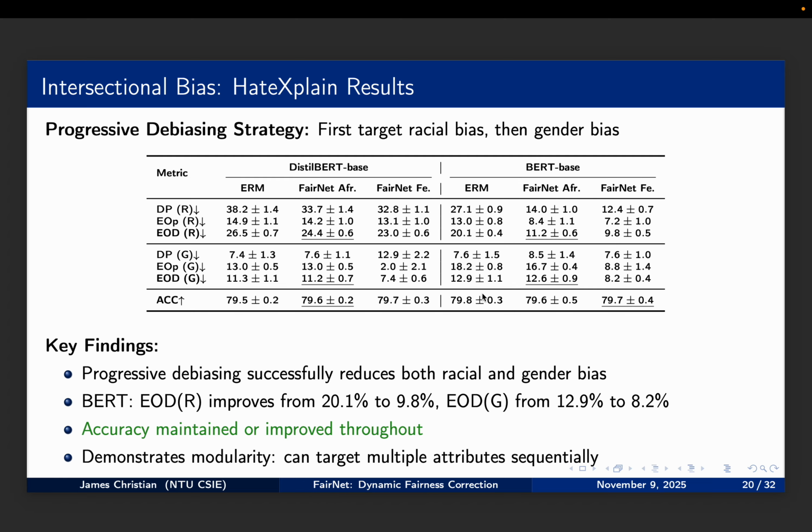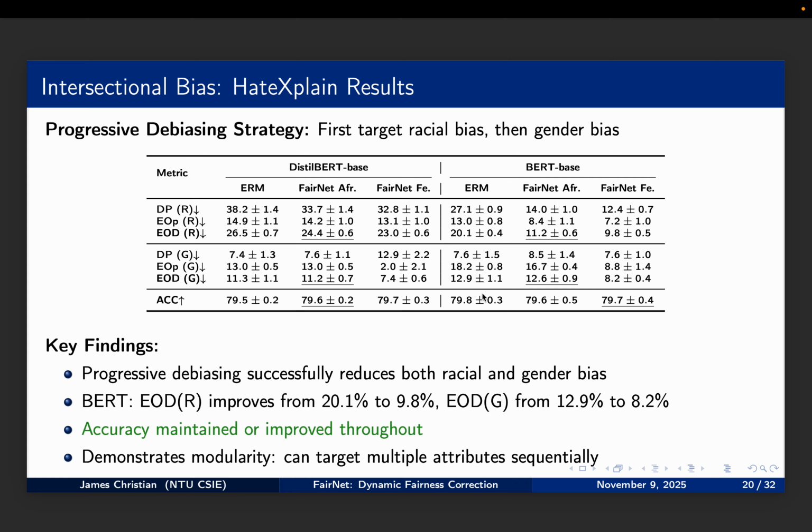Now let me show the intersectional bias results on HateXplain. FairNet used a progressive debiasing strategy, first targeting racial bias, then gender bias. Looking at the table, for the Disparate base, the baseline ERM has 26.5% equalized odds difference for race. After applying FairNet for the African American group, it improves to 24.4%. After also applying FairNet for the female group, it further improves to 23%.